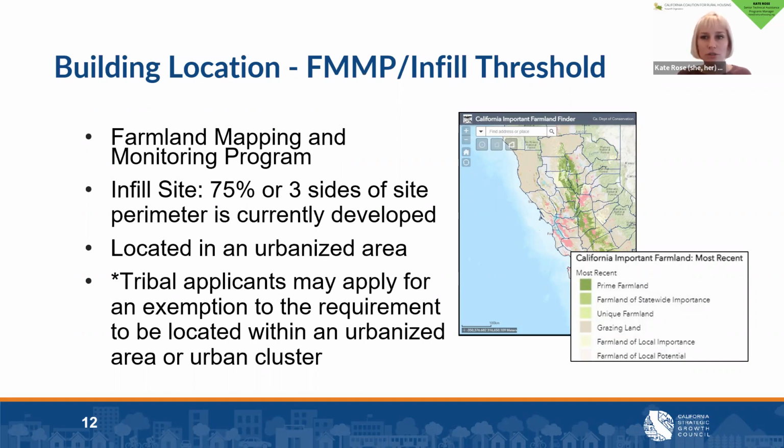If for some reason you do find that the site that you're trying to apply for is flagged as farmland, there is a possible exemption that the program allows. If you can demonstrate that either 75% or 3 sides of your site perimeter is surrounded by developed uses, and there's a list of what qualifies as development that you can talk to your TA provider about. And you're in either an incorporated city or a designated urban service area, you're in the clear. And just a note here that tribal applicants may apply for an exemption to the requirement to be located within an urbanized area or urban cluster.